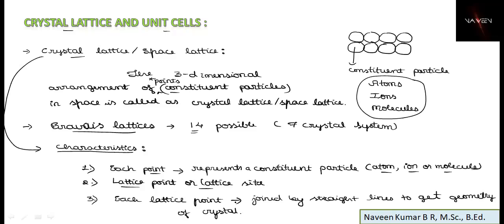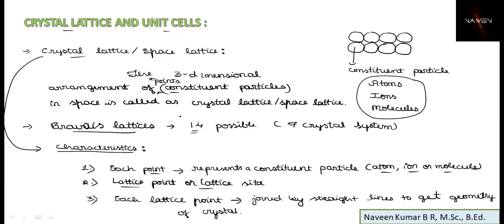So just understand this information, and in the next diagram, you will be able to understand this very neatly. Before going to that, we'll repeat that again. What is a crystal lattice or space lattice? If we observe, it is a three-dimensional arrangement of points representing the constituent particles in space.